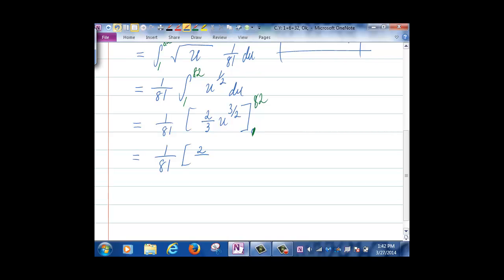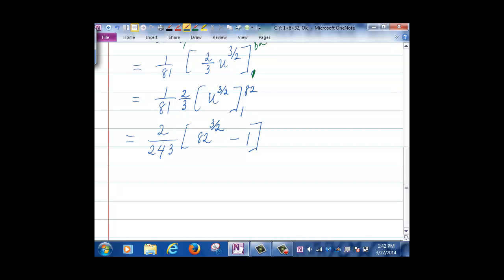You know what? I'm going to factor out the 2/3 as well. So 2/3 u to the 3/2, 82 and a 1. So what is that? 2 over 243. And here, if I plug in 82, I get 82 to the 3/2. And then if I plug in 1, I get 1, right? You can just leave it the way it is.